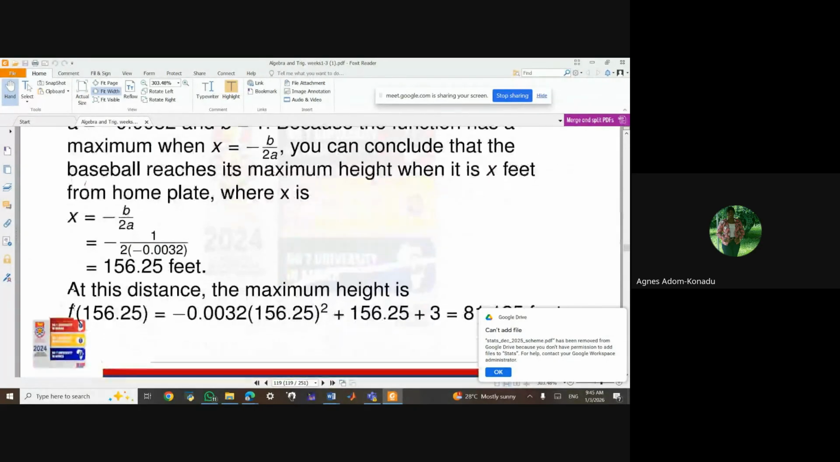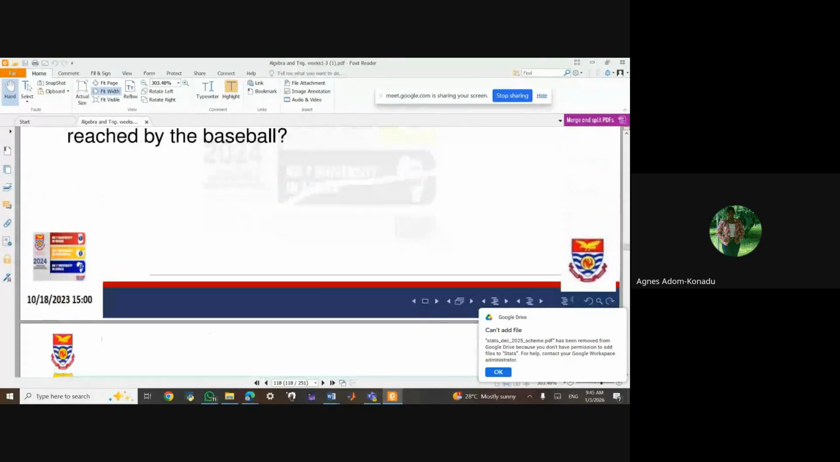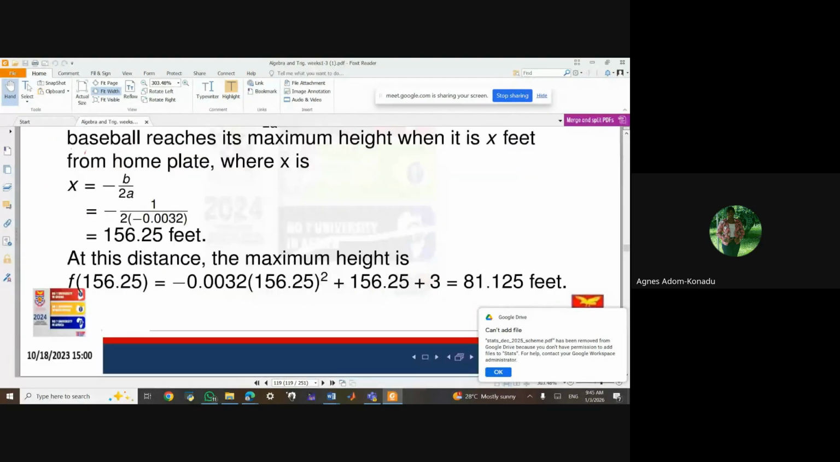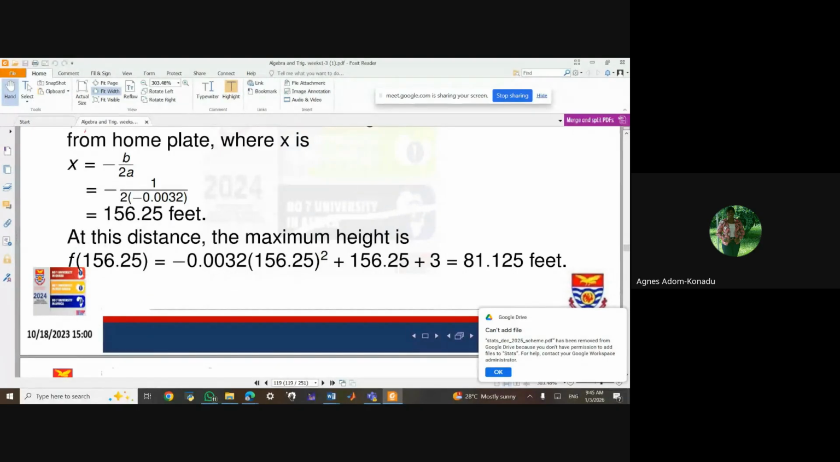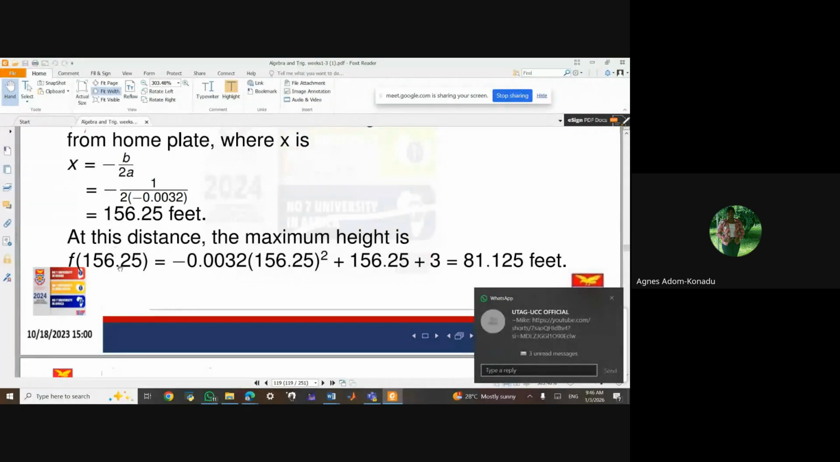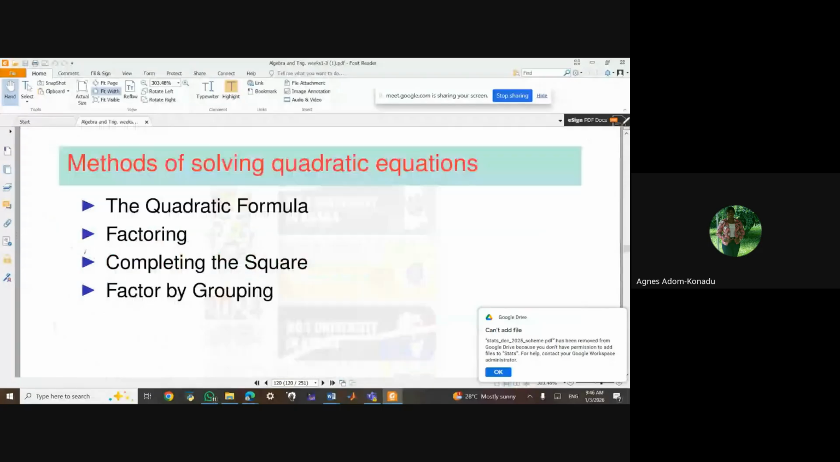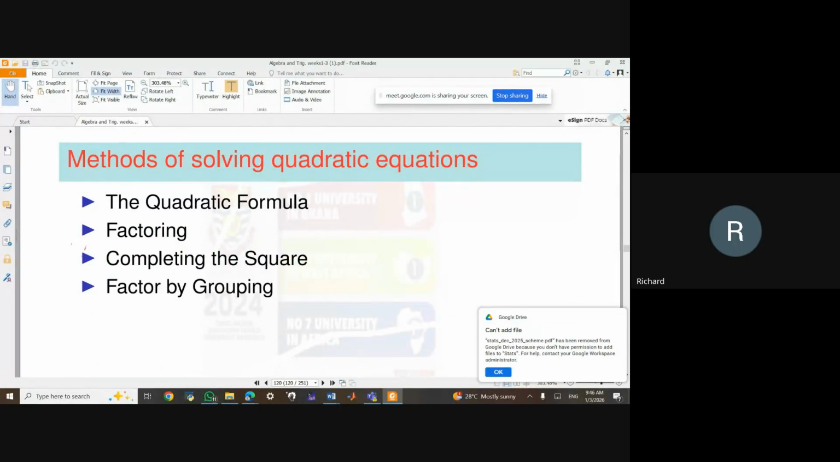Then we have to find, what is the maximum height reached? So for the maximum height, I want to find f of 156.25. In place of x in the equation, I'll substitute this value. And when you substitute, you're going to get 81.125. So that is the maximum value, and my x value is this.